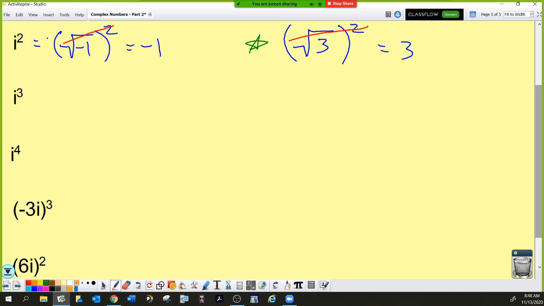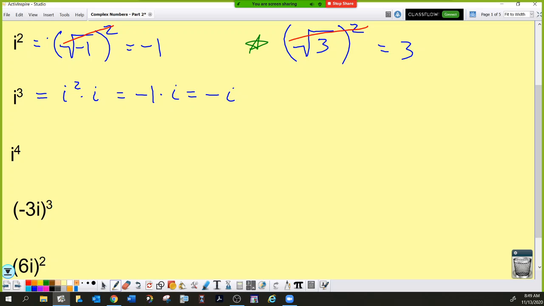So for the rest of these, I'm going to use just properties of exponents. Can we all agree that i to the third is the same thing as saying i squared times i? Well, we just saw that i squared is negative 1. That means that i to the third power is negative i, a negative imaginary number. At this point, a lot of minds get blown.